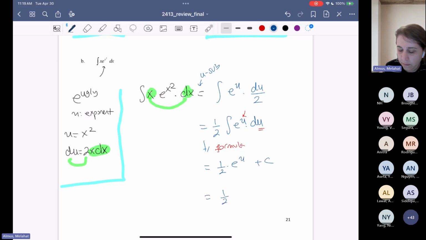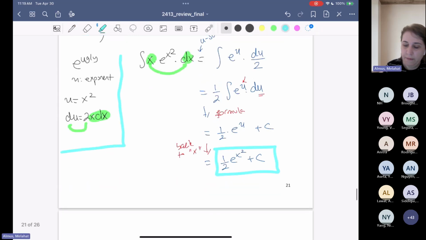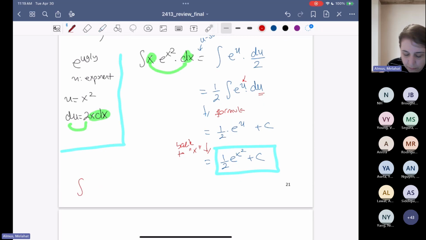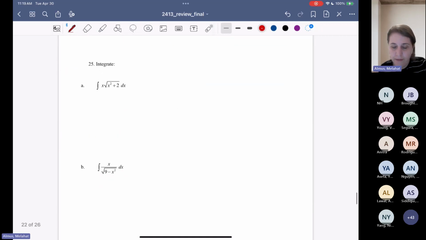Go back to x. And finish. That's it. And remember, integral of e to the u du is e to the u plus c. Right, so if you see e to the power of anything but x, we try u equals exponent. And then a few more, almost there.